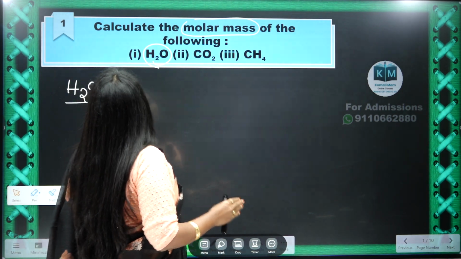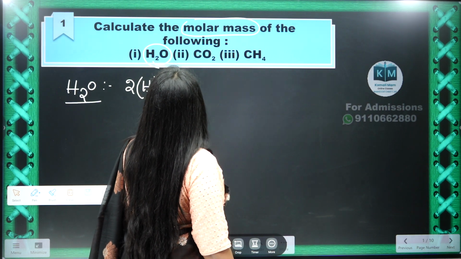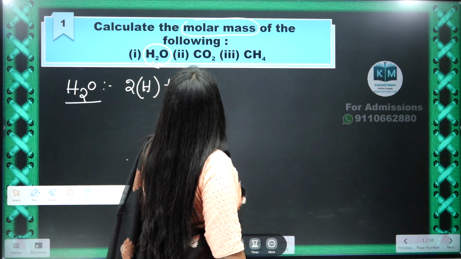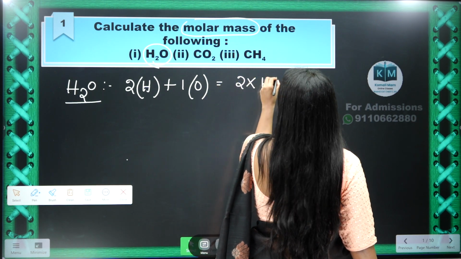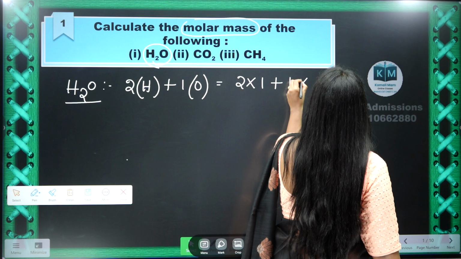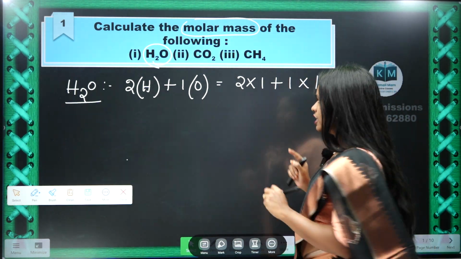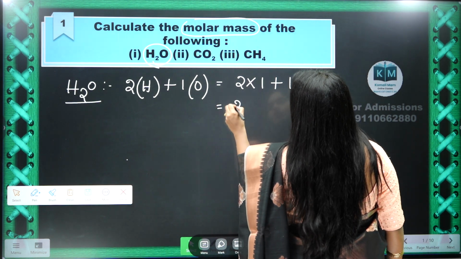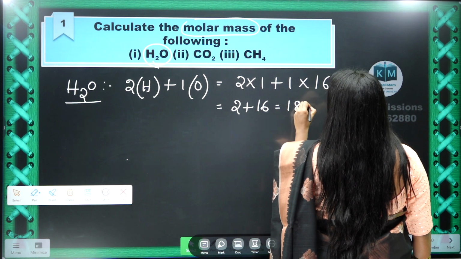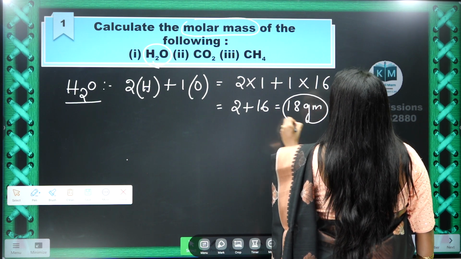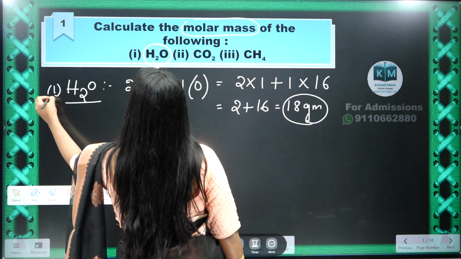So H2O. How many hydrogens are there? 2 hydrogens and 1 oxygen. Each hydrogen is 1 gram. So 2 into 1 plus each oxygen is 16 gram. Each oxygen in the sense 1 mole of oxygen is 16 gram. Then it is 2 plus 16 is equal to 18 gram. Every point I'll tell you. Step by step I'll solve and show you. This is question part 1.